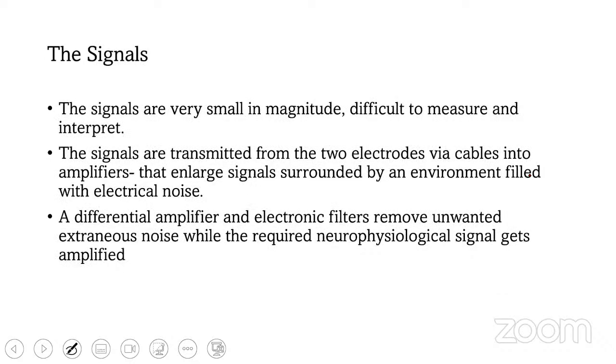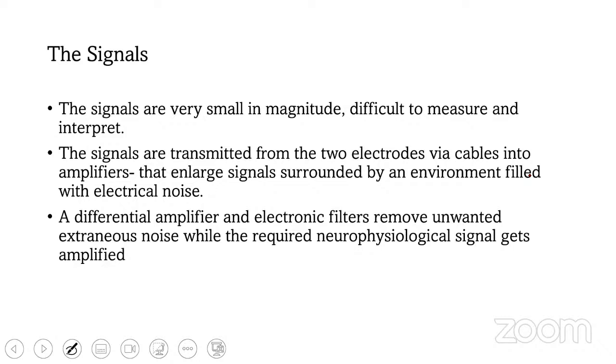The signals are very small in magnitude and difficult to measure and interpret. So what has to be done? They are to be transmitted from these two electrodes via cables into amplifiers. The amplifiers enlarge signals, and these signals are surrounded by an environment filled with a lot of electrical noise. So a differential amplifier and electronic filters remove unwanted extraneous noise while the required neurophysiological signal gets amplified.